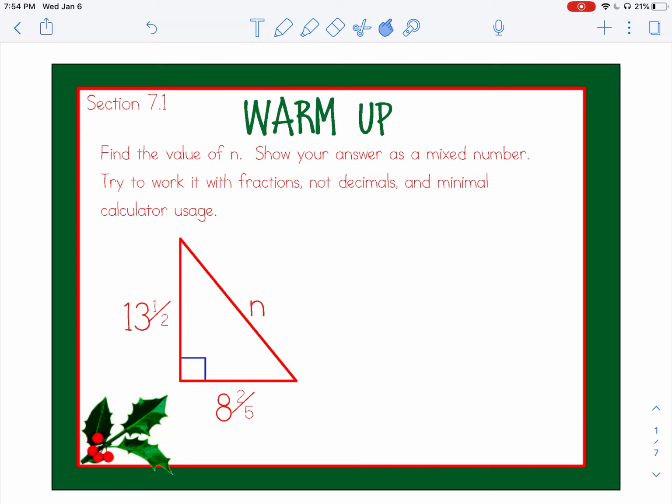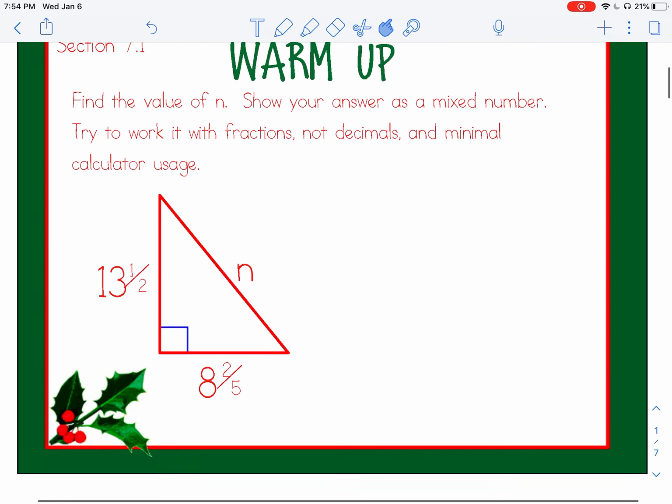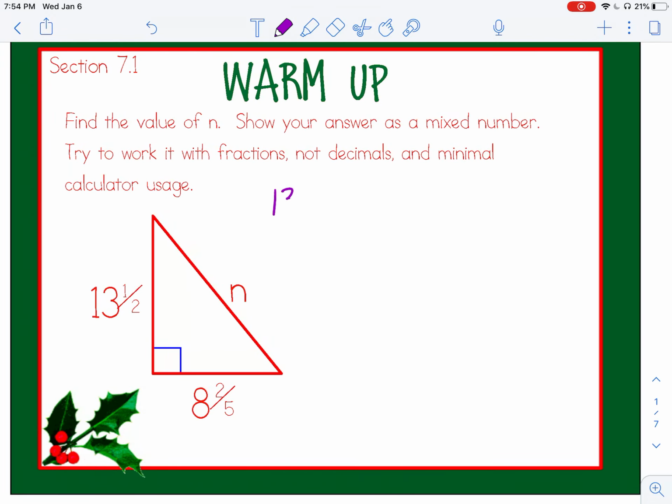So on this warm-up question, we've got both legs of a right triangle, and we need to find the length of the hypotenuse. I guess I need to make this something other than white. We take one leg and square that. The other leg, square that, add those things together, and that equals the hypotenuse squared. And just because these directions say minimal calculator usage, I would turn both of these into mixed numbers.